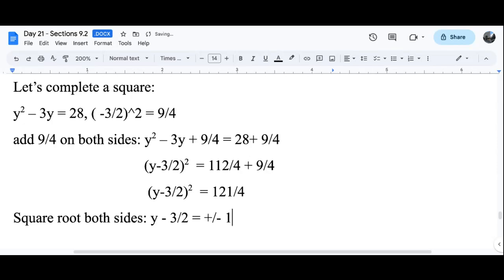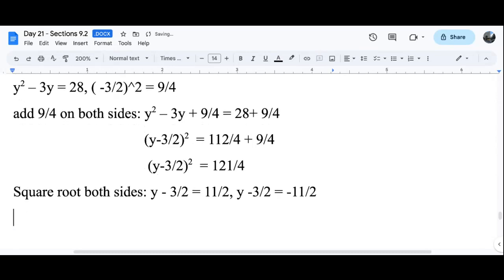Positive and negative. Square root of 121 is 11. Square root of 4 is 2. Right. We get y minus 3 over 2 equals positive and negative 11 over 2. This means two equations. If this is confusing, that means this: y minus 3 over 2 equals negative 11 over 2. So we got two equations, because a negative number squared is also positive. So when we square root, we'll always get a positive number and a negative number.